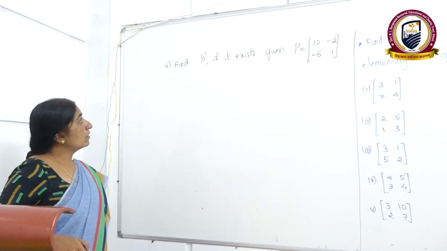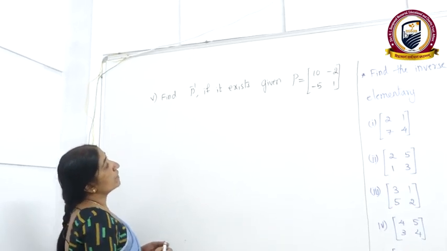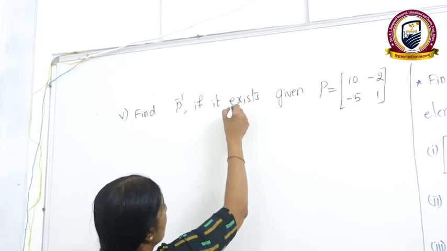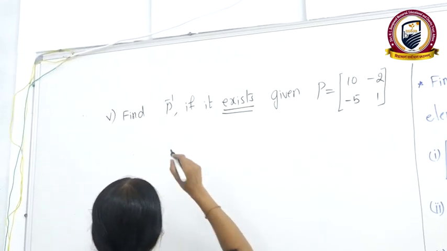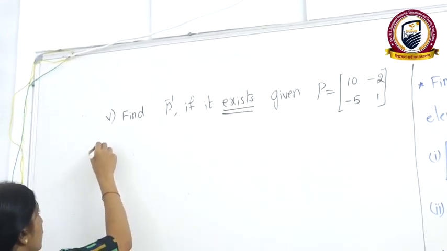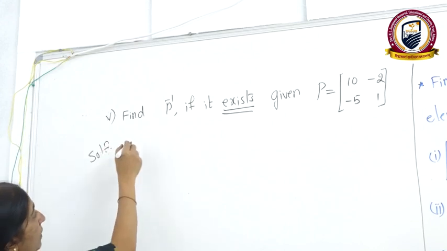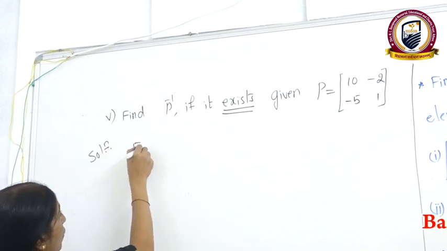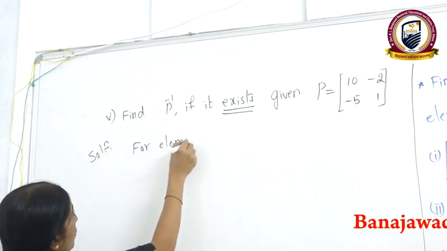See the next one. Find P inverse if it exists. This matrix is given. Let me check whether it exists or not. I will explain for what condition it does not exist. So P is already given for elementary row operation.